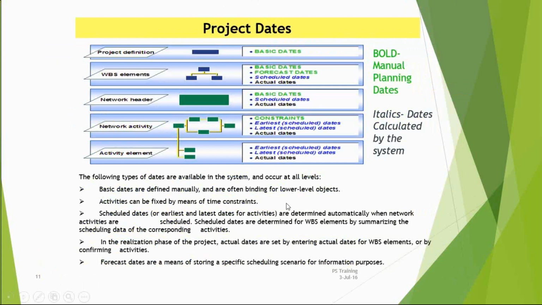So in my network headers, what else can we do? Now here, in my network, in my WBS and project definitions, nowhere do I have earliest start dates and latest start dates. Only in my activities do I have these things.